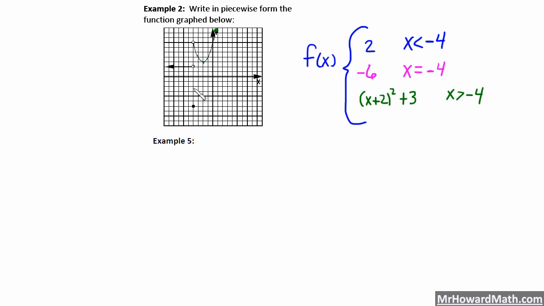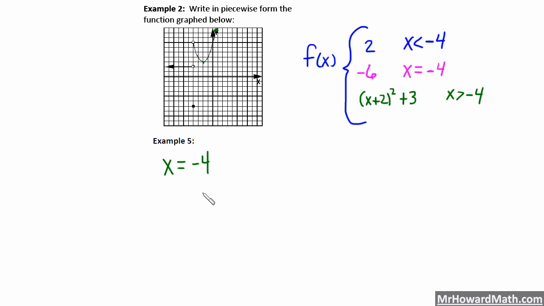Example 5 will ask us where the discontinuities are, and that's pretty easy to see. Notice you have negative 4 here, negative 4 here, negative 4 showing up here, and you can see the discontinuity right there. So the discontinuity occurs when x equals negative 4. You have to pick up your pencil here when x equals negative 4.